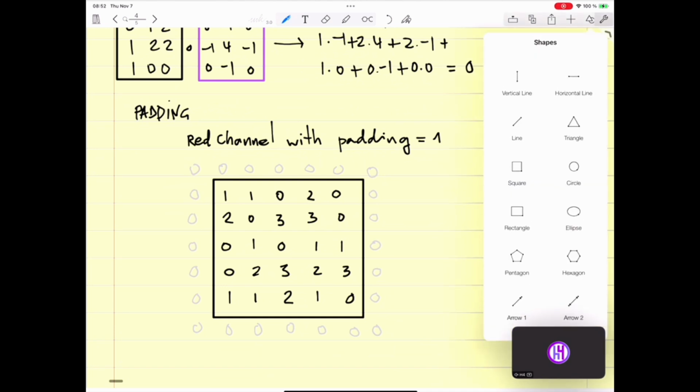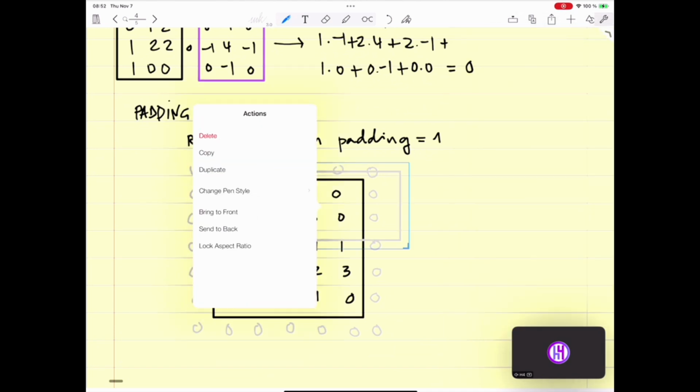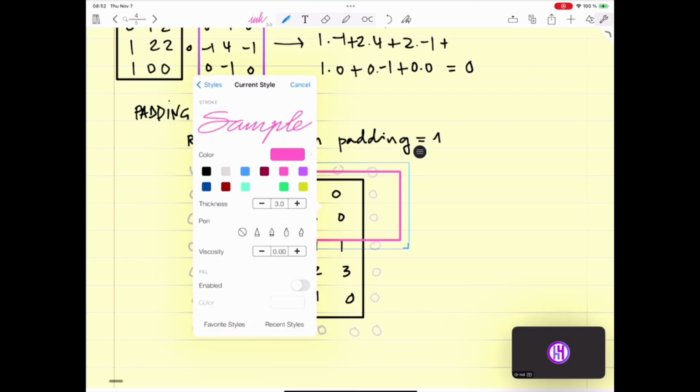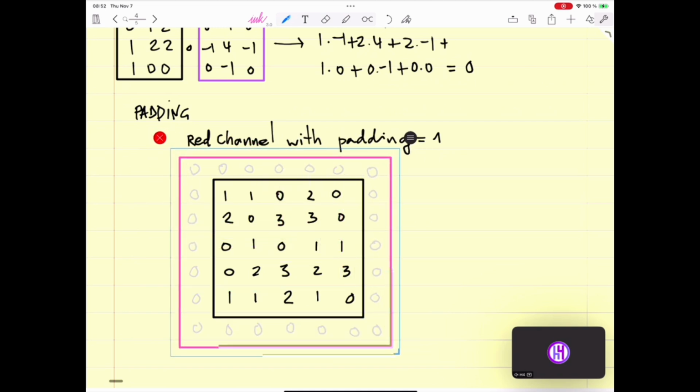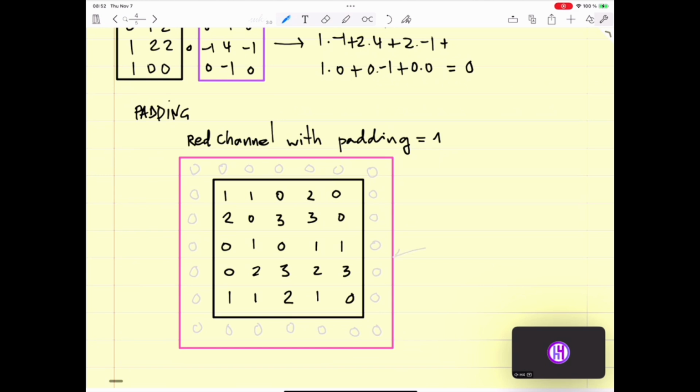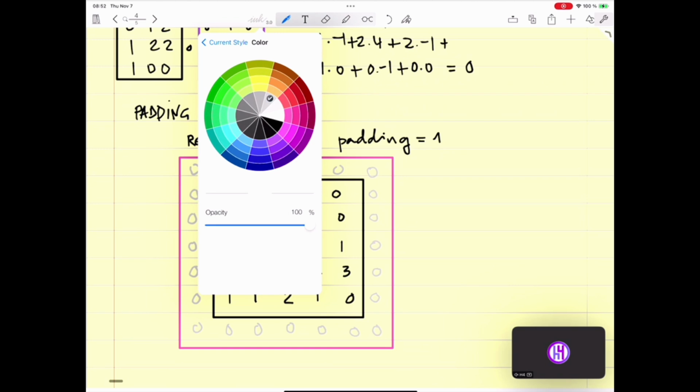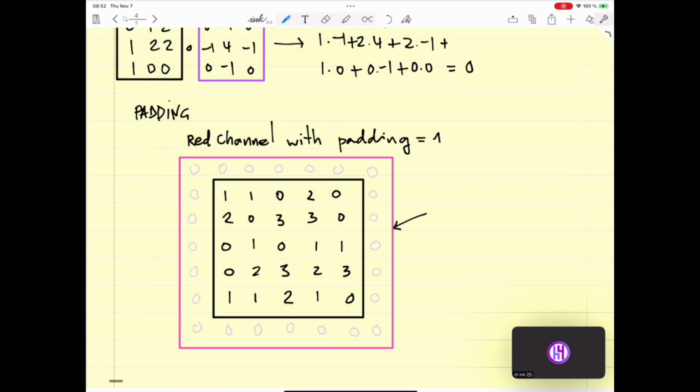So this is adding zeros. So this is padding equals 1 because we are only adding one layer of zeros, so that when we apply our kernel, we don't apply our attention kernel to this, we apply it to this.